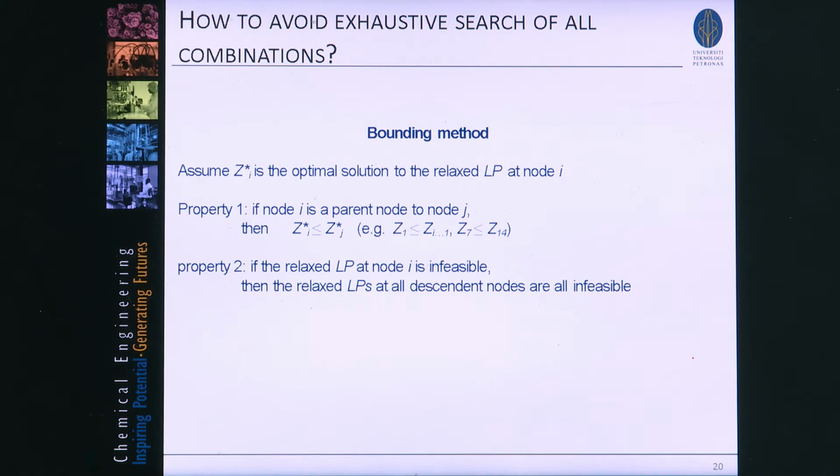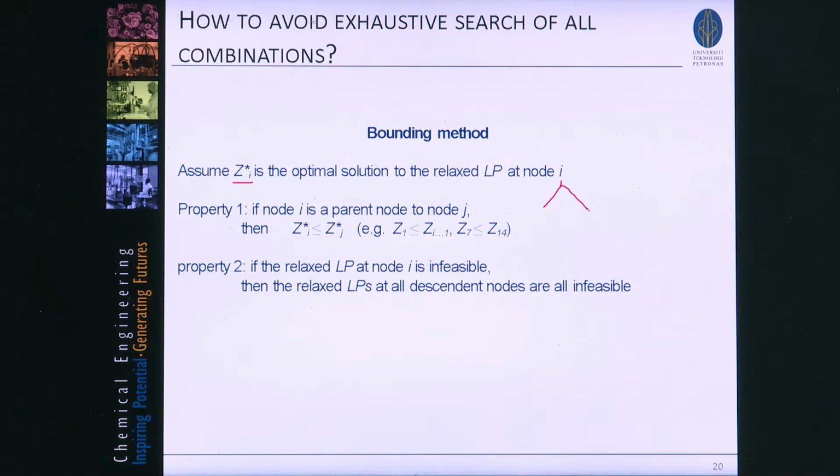We see the branch, but now how about the bound? Now the bounding method is as follows. Assume z star, the objective function, is calculated as the optimal solution to the relaxed linear program at node I. So at node I we already calculated the objective function. If node I is a parent node to node J, that means we're going to split this into J. Then Zi here has to be less than or equal to Zj, because now we are trying to minimize it, by definition.